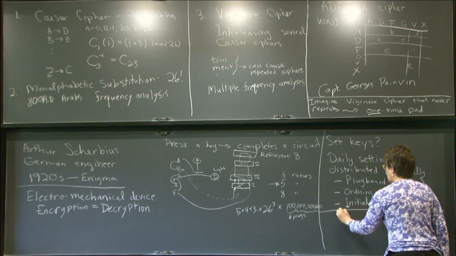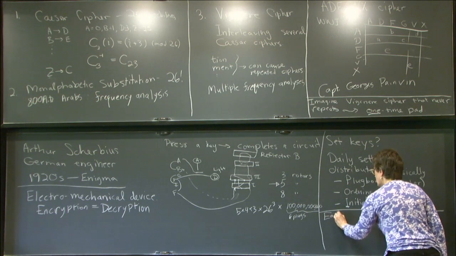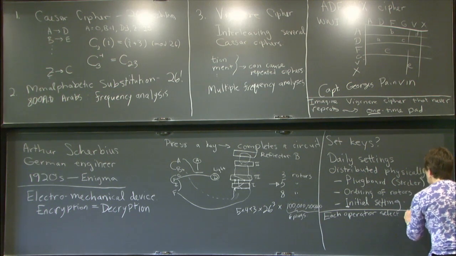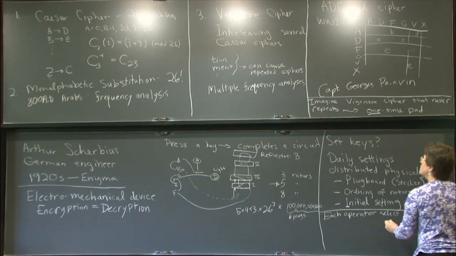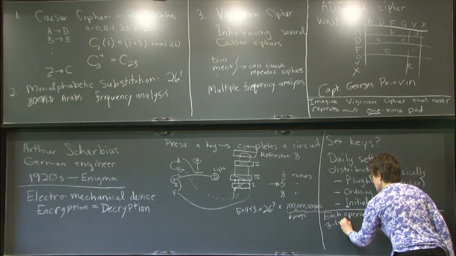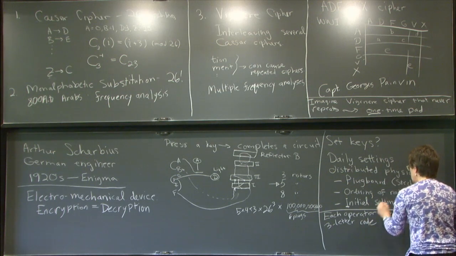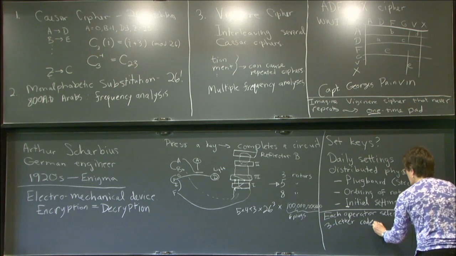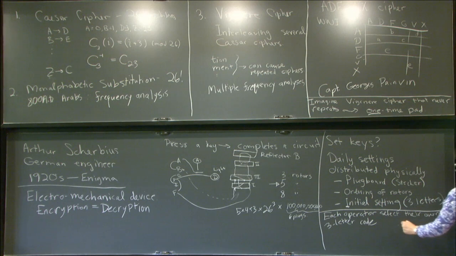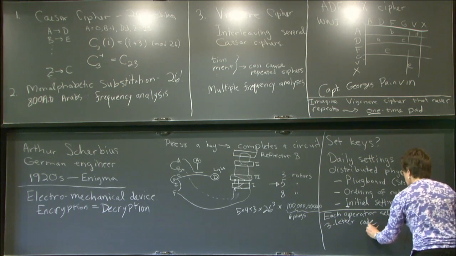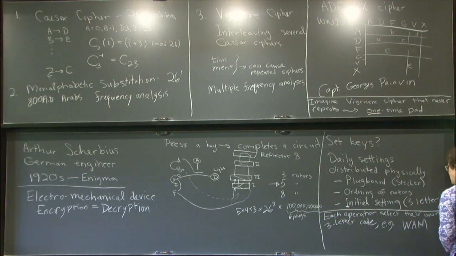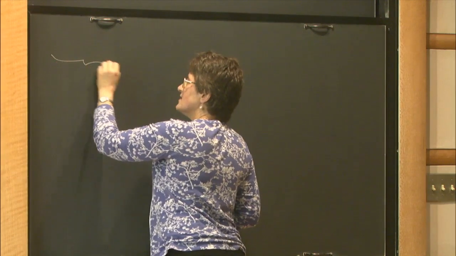Instead, each operator selects their own 3-letter code corresponding to the initial setting. These are the 3 letters to be used for their messages. So for example, maybe they choose WAM. Then what they do is they encrypt it twice using the daily settings.